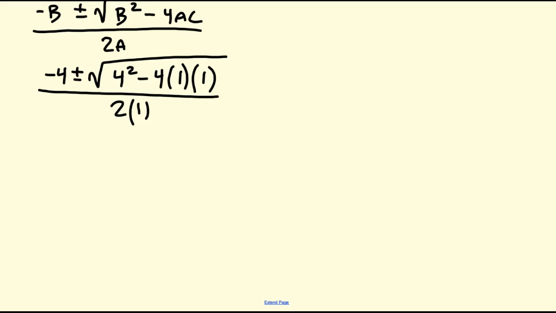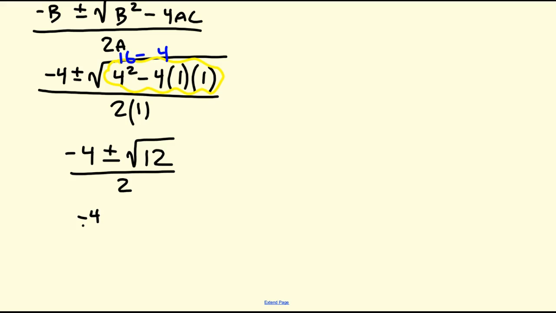And we have negative 4 plus or minus. I like to just get a different color and figure out what is this stuff inside the radical there. So that's going to be 16 minus 4, which is 12. Okay, so negative 4 plus or minus the square root of 12 all over 2. You can break that up and simplify.